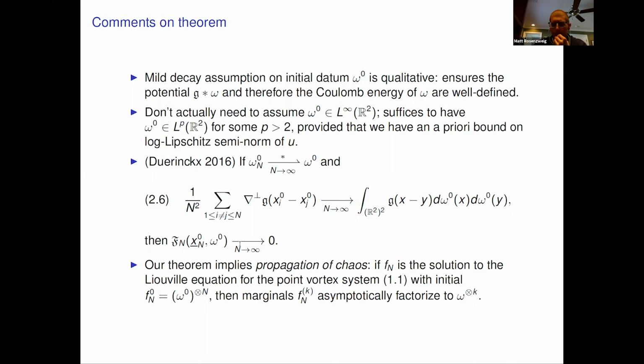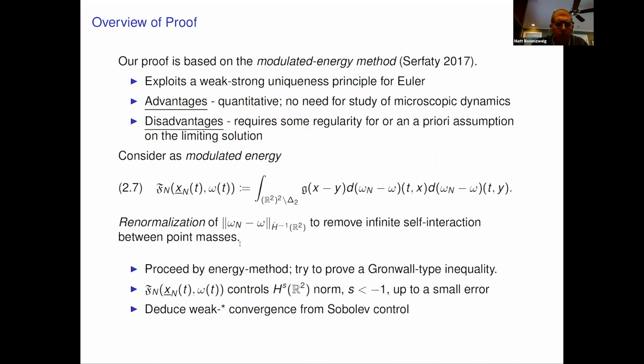Is it okay if I move on? All right. So a quick overview of the proof. It's based on the modulated energy method, which I mentioned earlier in the context of Serfaty's work. This is a powerful method. In this context, it exploits a weak-strong uniqueness principle for the Euler equation. Its advantages are that it's quantitative, and in particular we don't need a detailed understanding of the microscopic dynamics of the trajectories of the point vortices. That can be quite hard.